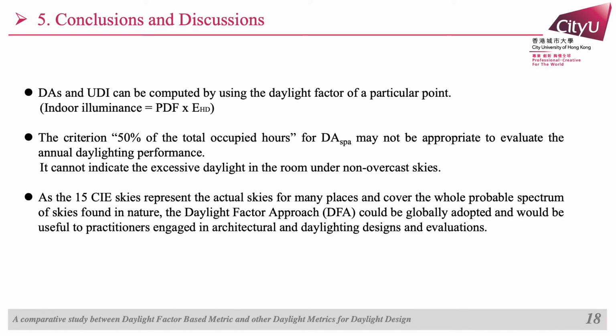Here is the conclusion and discussions. Different forms of daylight autonomy and useful daylight illuminance can be computed by using the daylight factor of a particular point. The criterion 50% of the total occupied hours for spatial daylight autonomy may not be appropriate to evaluate the annual daylighting performance, as the 15 CIE skies represent the actual skies for many places and cover the whole probable spectrum of skies found in nature.